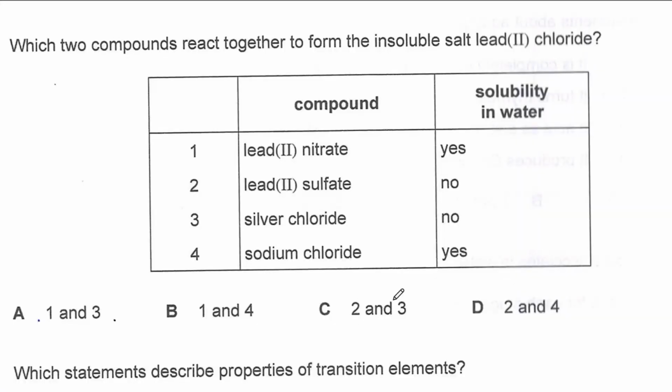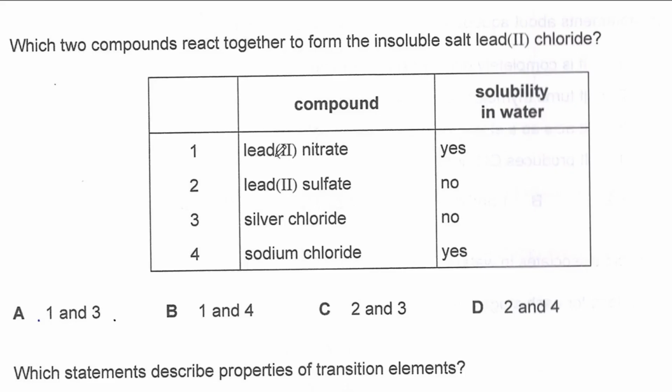This is part 2 of IGCSE Chemistry, Paper 2, Variant 2, February-March 2026, covering questions 21 to 40. Let's continue. Question 21. Which two compounds react to form the insoluble salt lead-2 chloride?